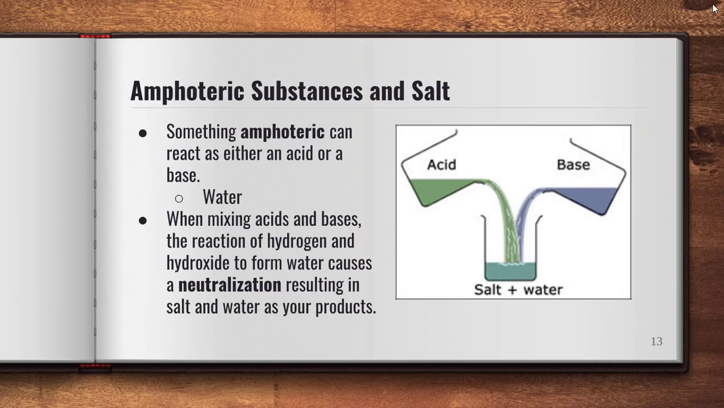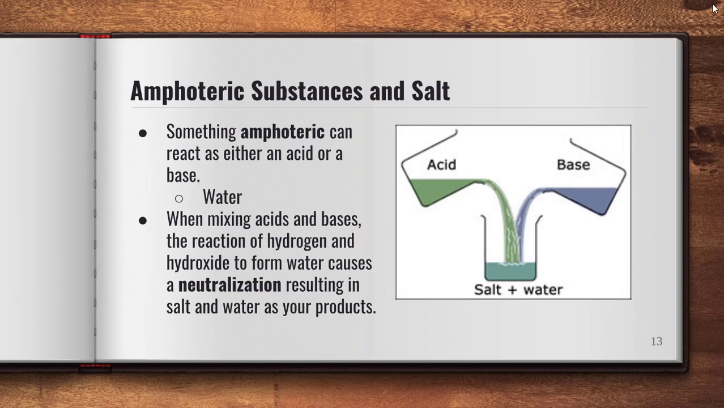Some substances are known as amphoteric. The root amph means both, like the word amphibian, because they have a part of their life cycle where they live on land as well as water. An amphoteric substance can react as either an acid or a base. The classic example of this is water, H2O. Depending on what you put in it, it can accept a hydrogen ion, thus becoming acidic, or it can donate one, thus becoming basic. It really just depends on what you are adding into solution. Which reminds me, let's make water the word of the video. Water is the word of the video.